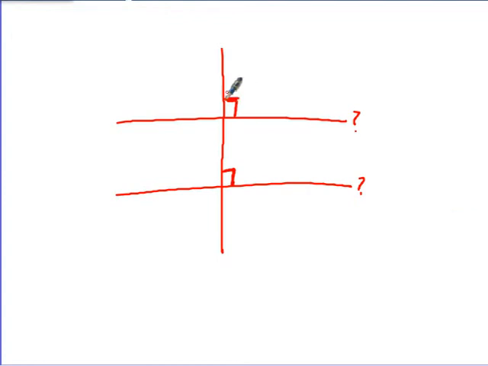Brandon, if the ones I marked, let's just use these. What's the relationship between this angle and this angle, Brandon? Are they alternate interior, alternate exterior, corresponding, same side interior, same side exterior?